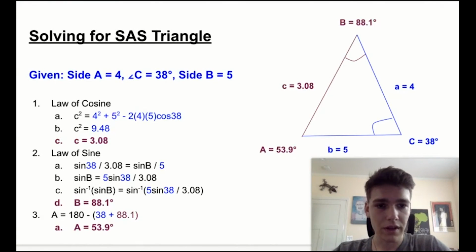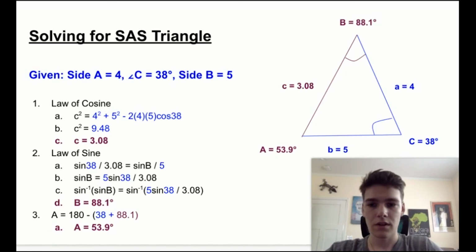Since we already have two of our sides, the most logical first step is to find the last side using the law of cosines. The law of cosines states that c squared equals a squared plus b squared minus 2ab cosine c. Since we are solving for side c, we'll use this formula. So this is done as we first plug in our values. So c squared equals 4 squared plus 5 squared minus 2 times 4 times 5 times cosine of 38.